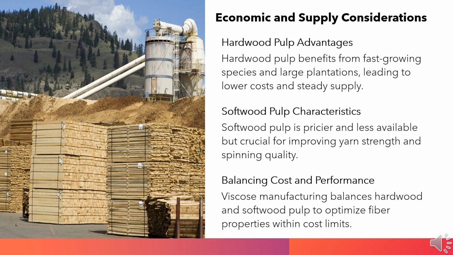Despite its higher price, softwood remains indispensable due to its ability to enhance yarn strength and spinning performance. Industrial viscose plants must therefore balance performance targets with cost constraints, often using hardwood as the main pulp and adding softwood strategically to achieve desired fiber properties.